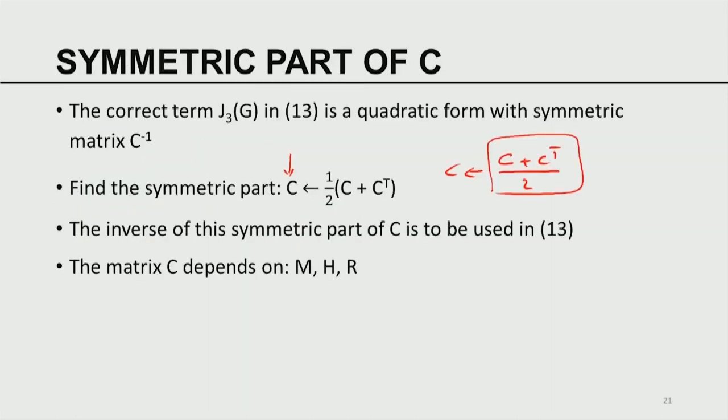Therefore, the correction term J3 in 13 is the quadratic form with the symmetric matrix C inverse, where C is the symmetric part of the computed C. So what is this C? This is the computed C.